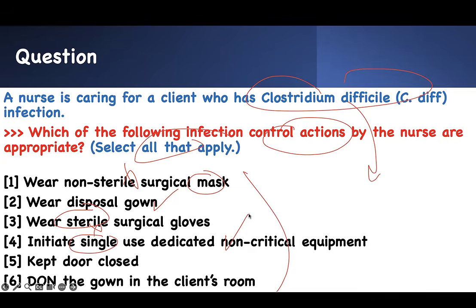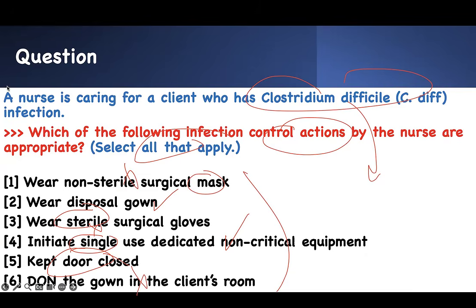Keep the door closed. The door does not need to be closed, right? Therefore, it may be wrong. Don the gown in the client's room. The client's room is infected. If you wear the gown or the gloves in the client's room, it's infected. It has to be worn outside. Therefore, this is wrong. Only two answers are right.